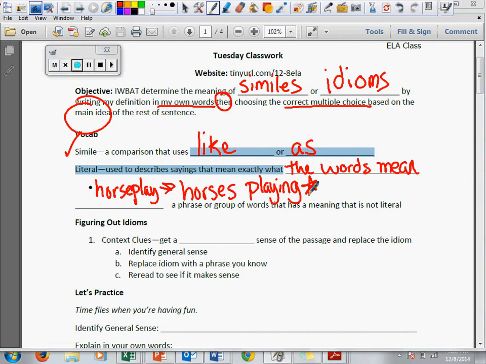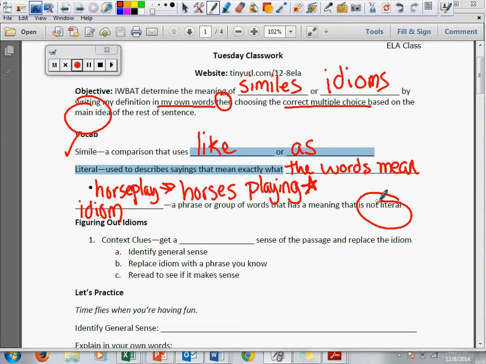The last vocab word we have today is idiom. I'm going to write it down a little low so I can make it visible. Idiom, a phrase or group of words that has a meaning that is not literal. So we know horseplay, if literal, means horses playing. However, if you've ever been told to stop the horseplay, that just means the messing around, because horseplay is most often used in a way that is not literal. It has a meaning that is different from what the words actually say.